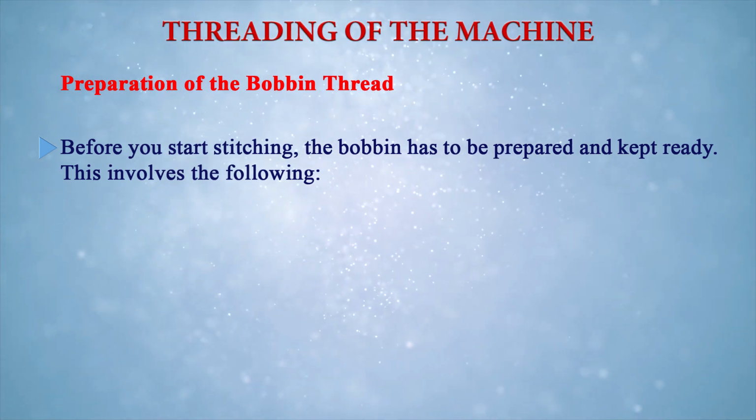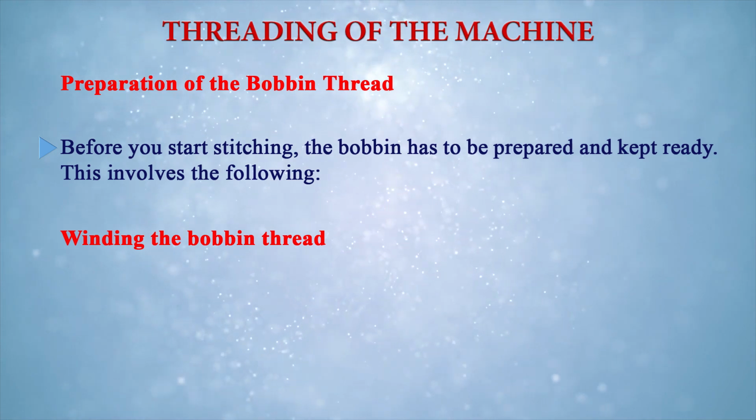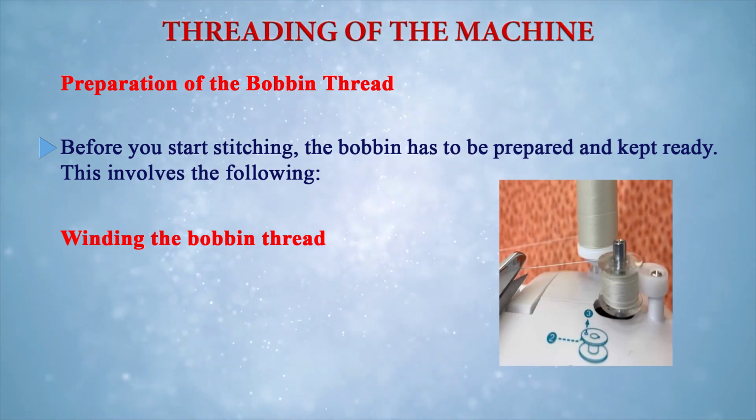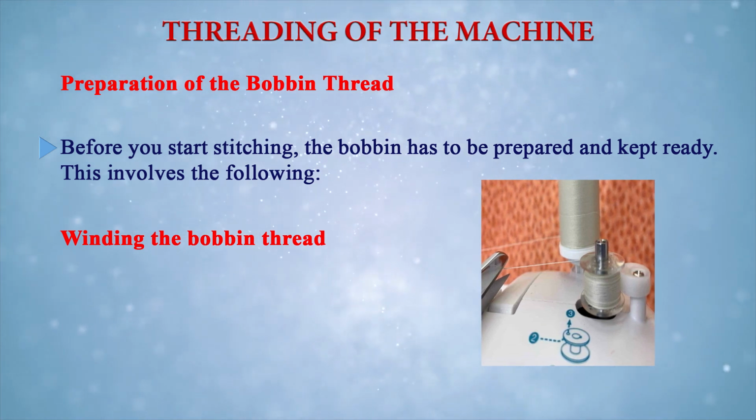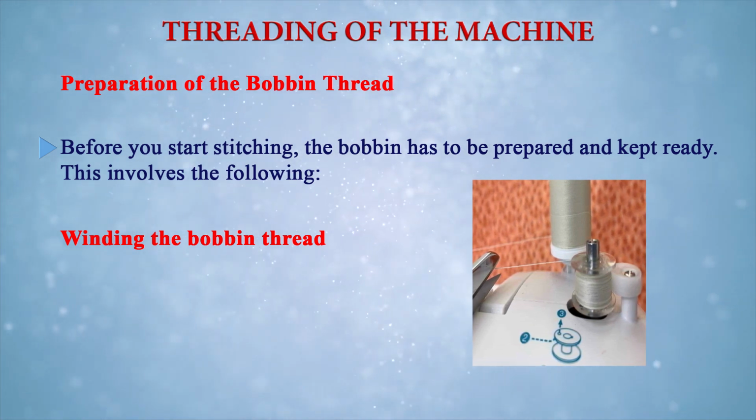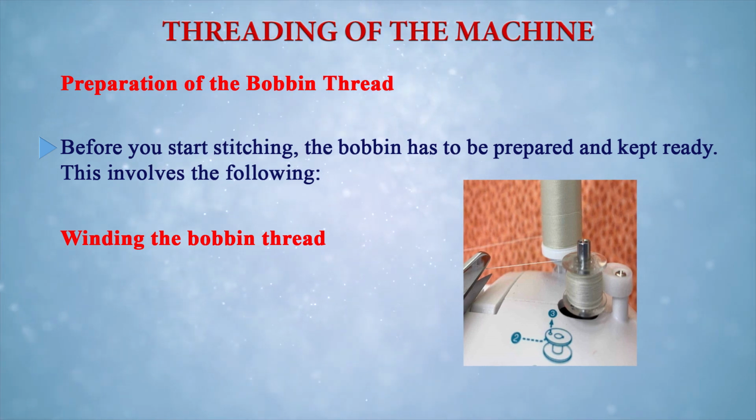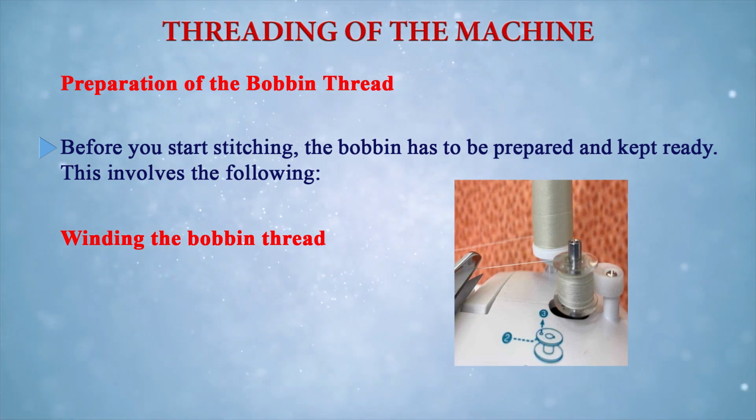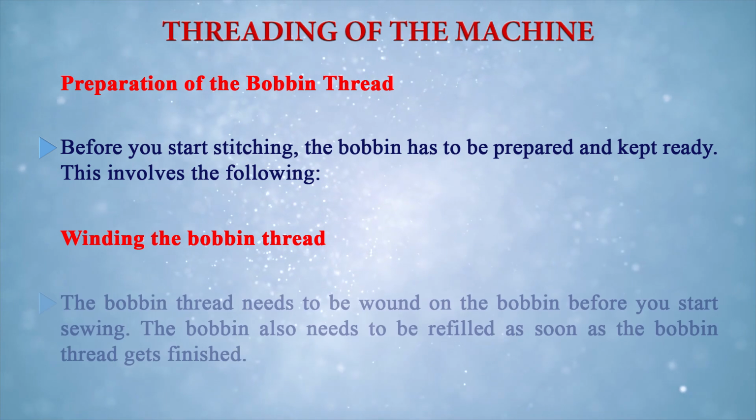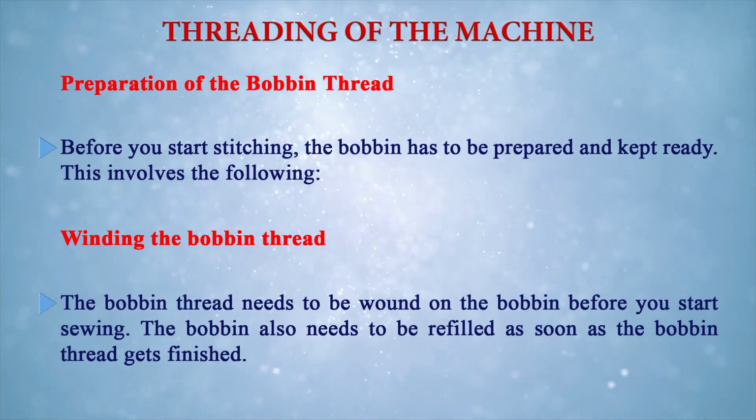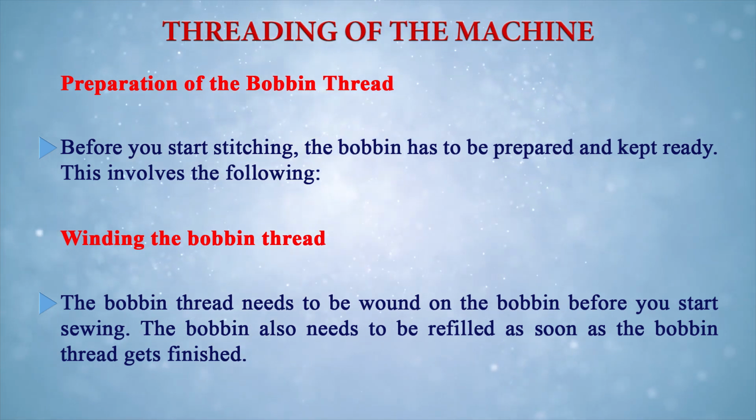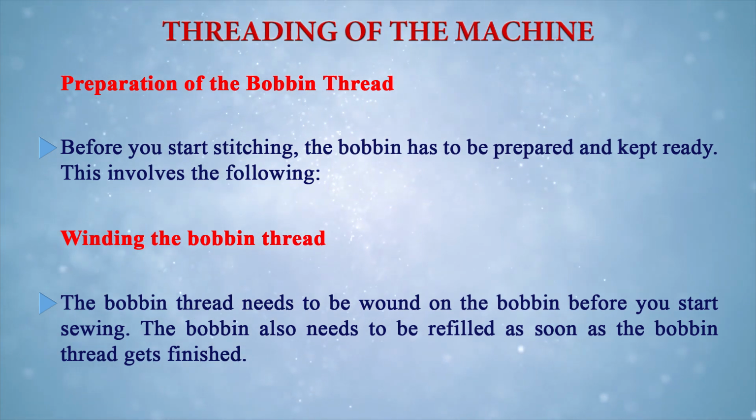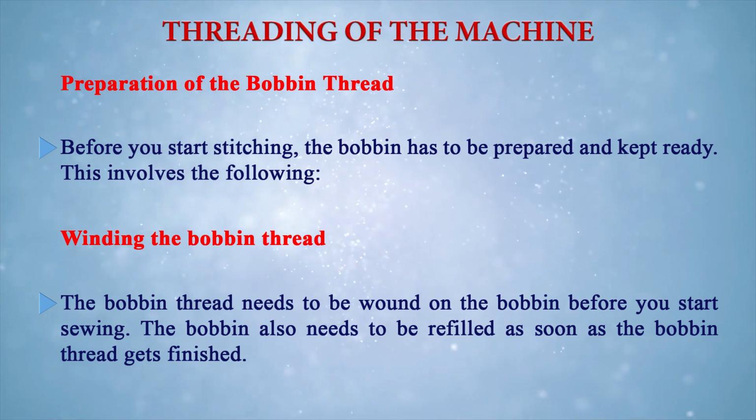First we wind the bobbin thread. You can see in this picture how the bobbin and bobbin case look. There is one round part on which we wind the thread. The bobbin thread needs to be wound on the bobbin before you start sewing. The bobbin also needs to be refilled as soon as the bobbin thread is finished.